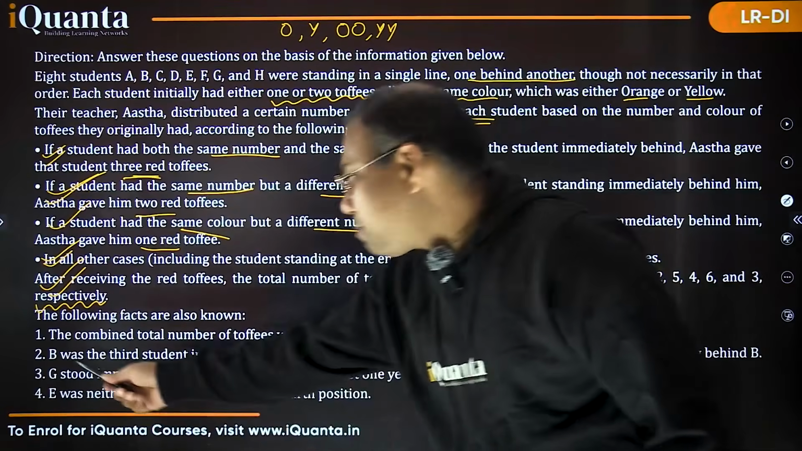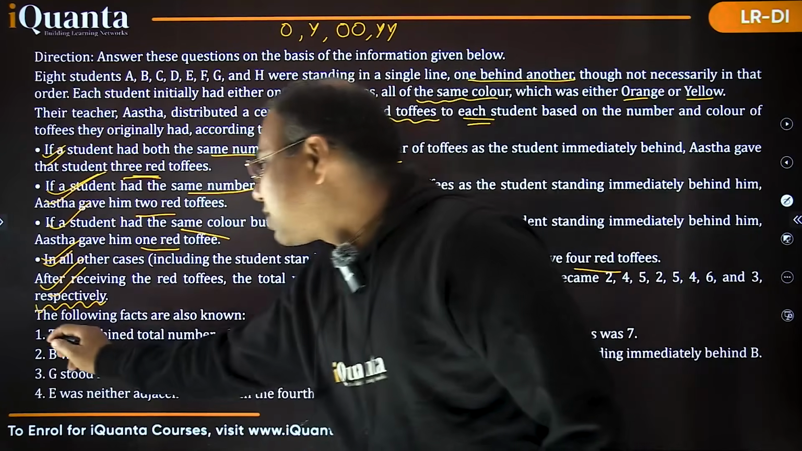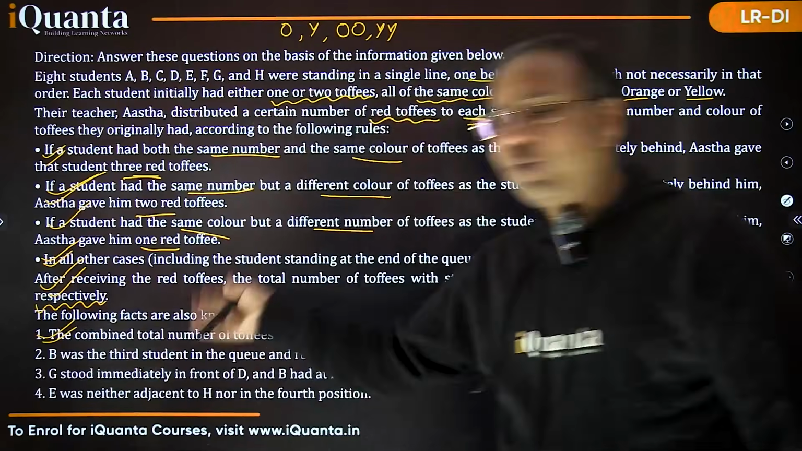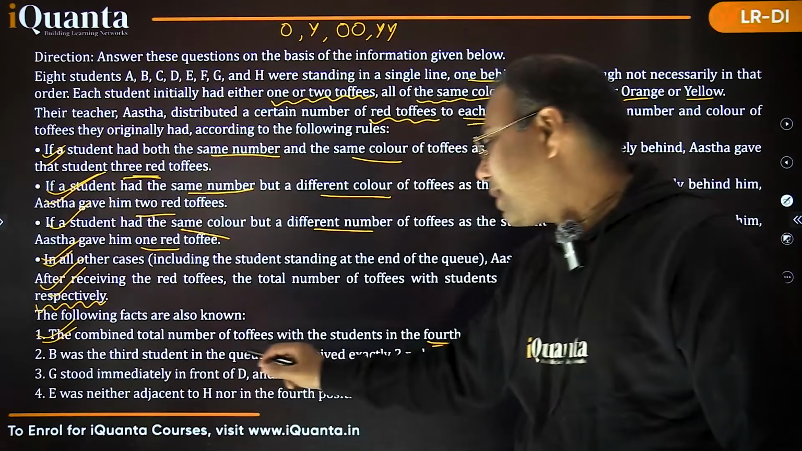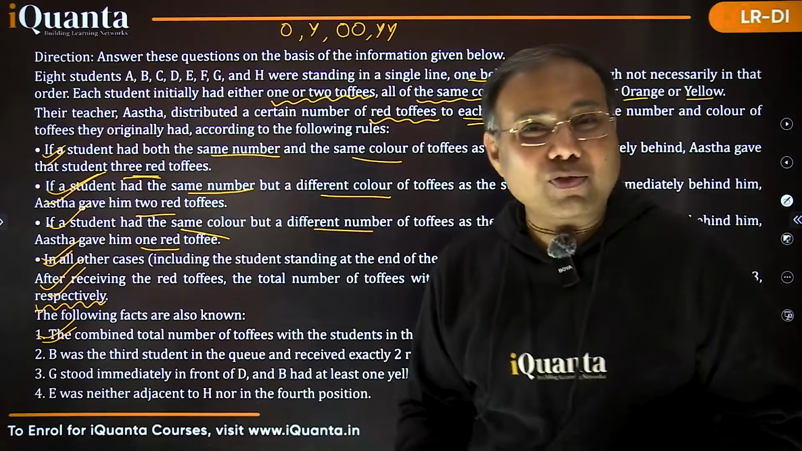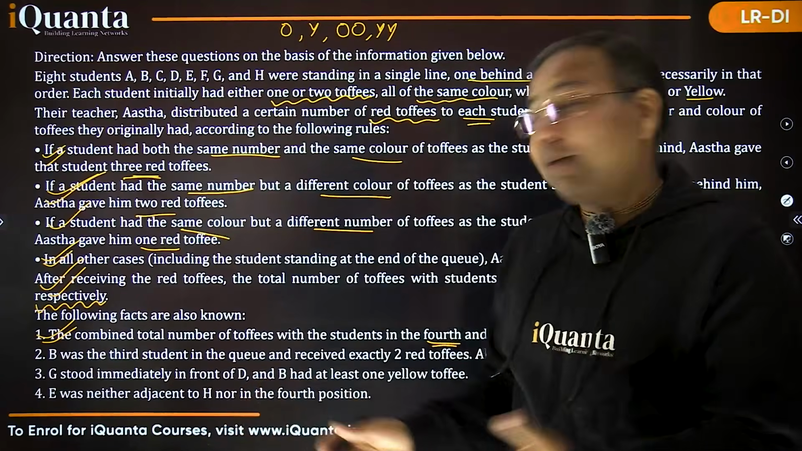So next is B was the third. By the way, we have mentioned this point, so no need to read it again. Now, B was the third student in the queue. That is a direct statement, a very nice kind of statement. सारी statement ऐसे देते थे भाई, but अभी ऐसा नहीं है.